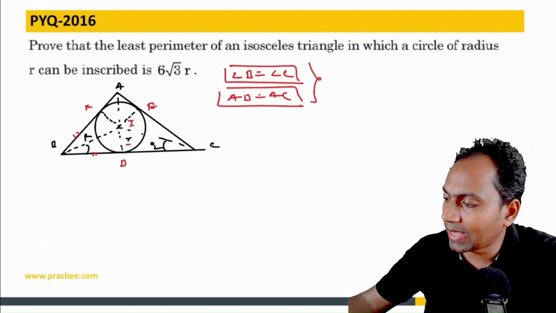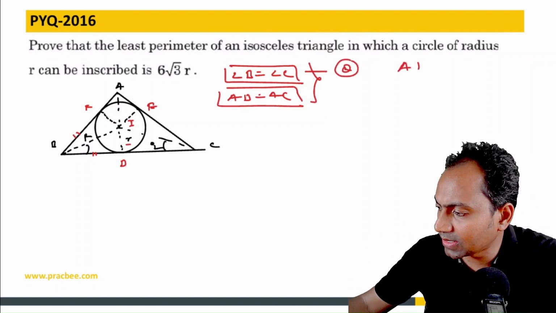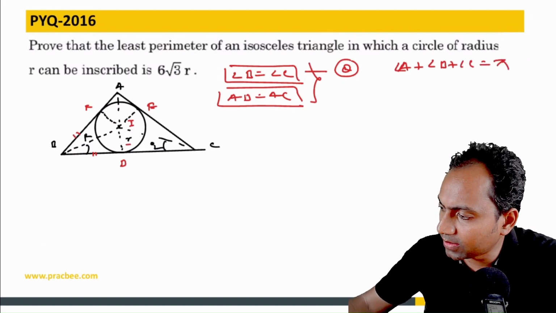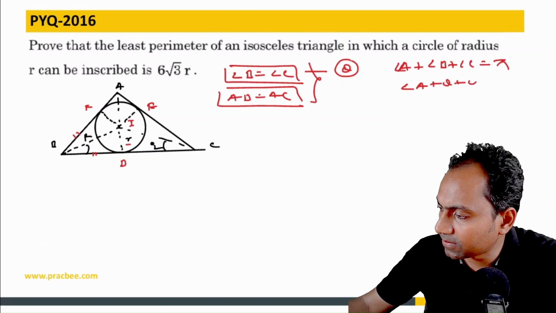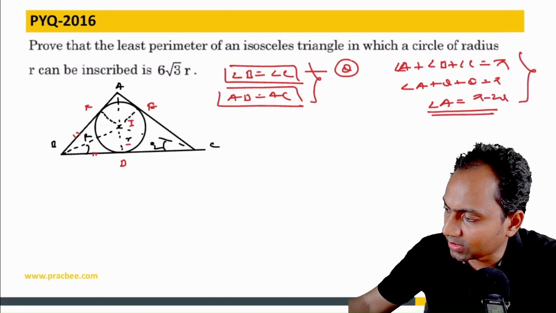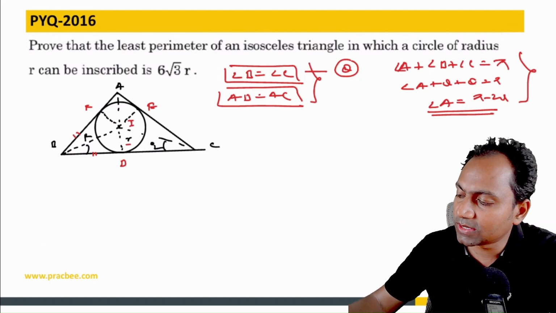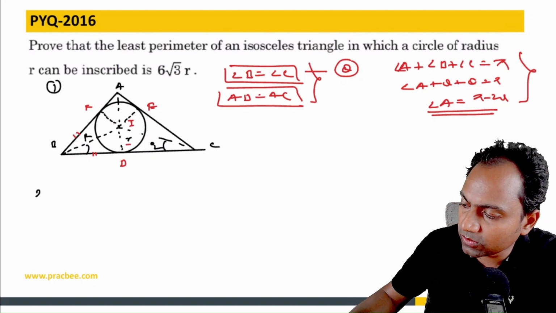So if I assume this angle as theta, then we have angle A plus angle B plus angle C equal to pi. Both of these angles B and C are nothing but theta. So you can see that angle A will be equal to pi minus 2 theta. This is one thing that we can again very simply figure out. Once we have this information with us in the first step, let us move towards step 2.